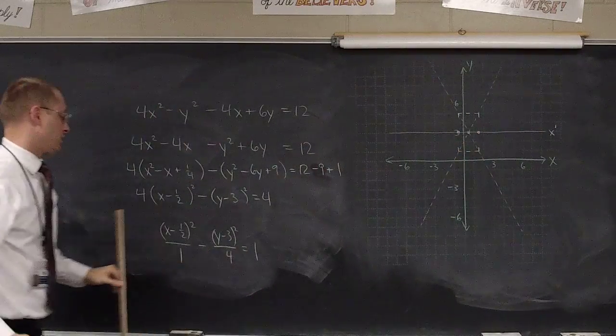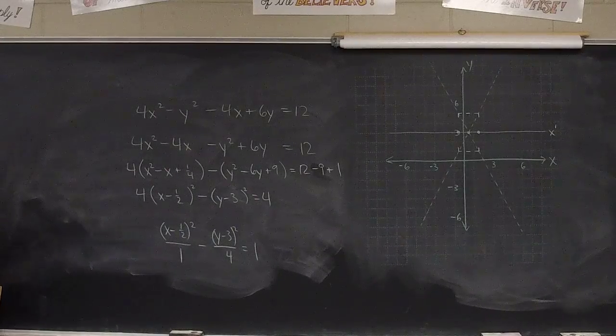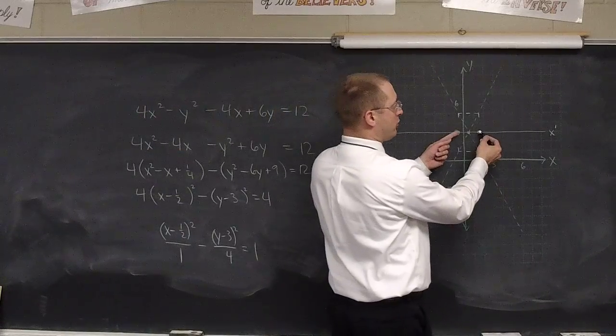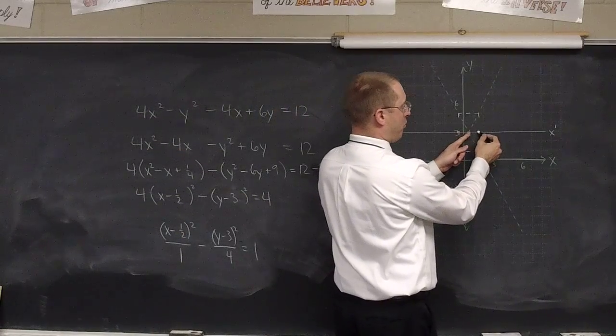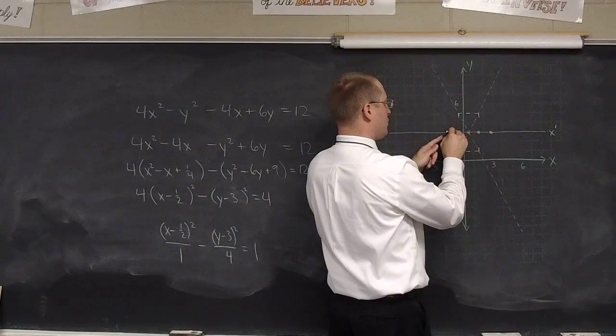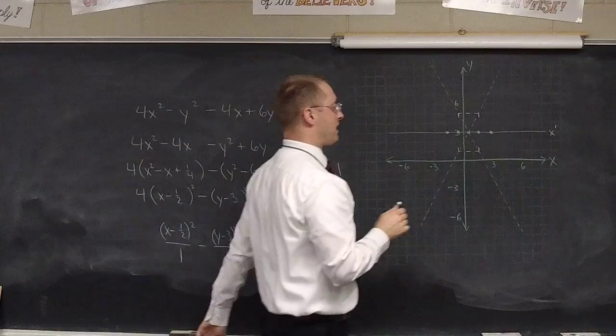All right, focal length, Jamie. The focal length is square root of 5, which is about 2.2. Now remember, not 2.2 from the vertices, 2.2 from the origin. 1, 2.2, and then 1, 2.2 puts us right about here.